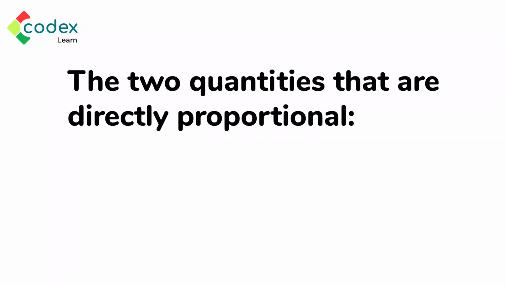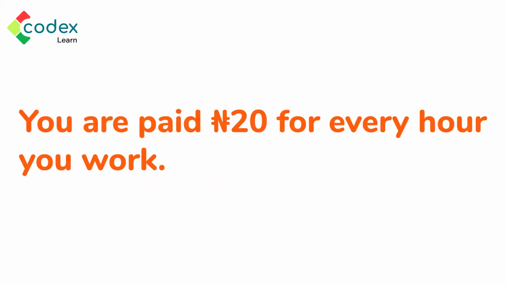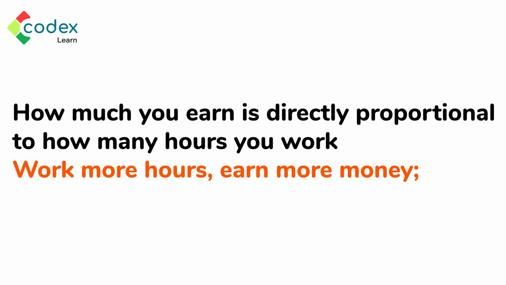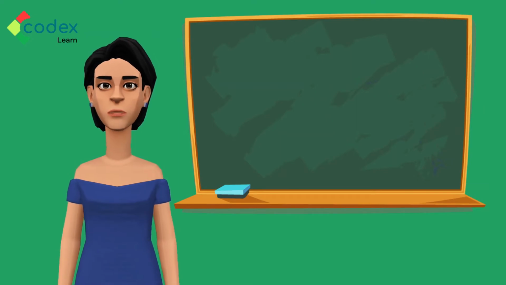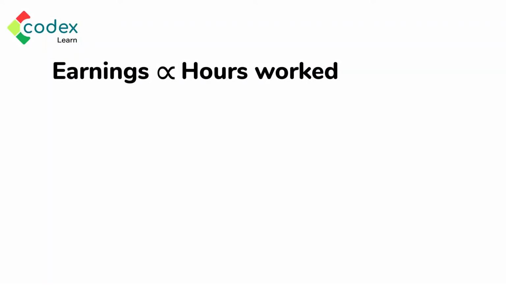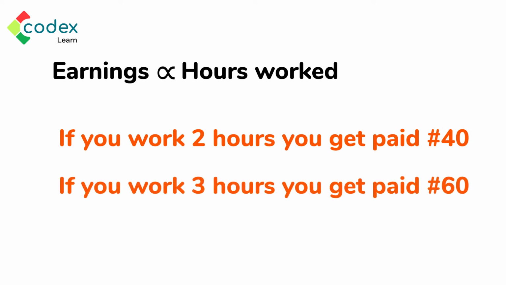Let's find an example of two quantities that are directly proportional. The two quantities are time and money. You are paid 20 naira for every hour you work. How much you earn is directly proportional to how many hours you work. Work more hours, earn more money, in direct proportion. This could be written, earnings are directly proportional to hours worked. If you work 2 hours, you get paid 40 naira. If you work 3 hours, you get paid 60 naira, and so on.